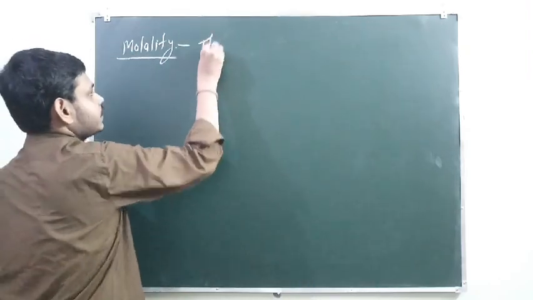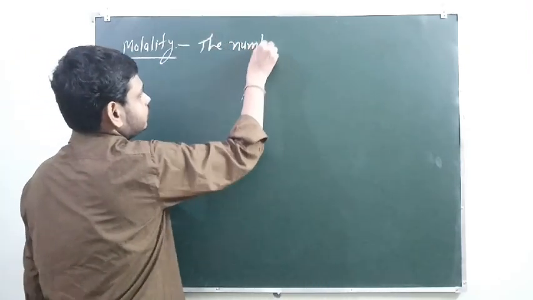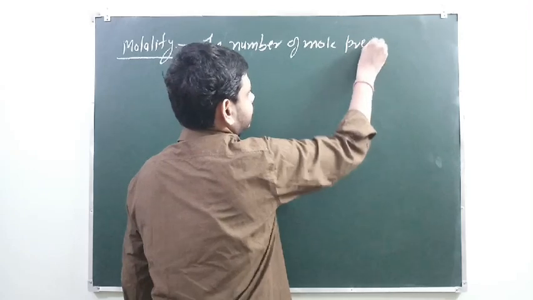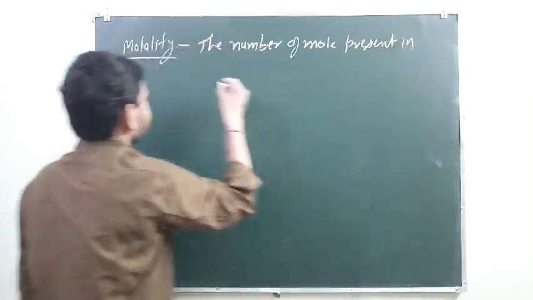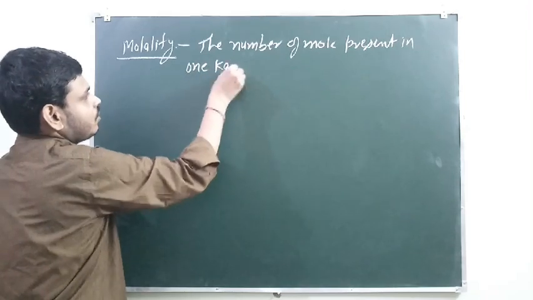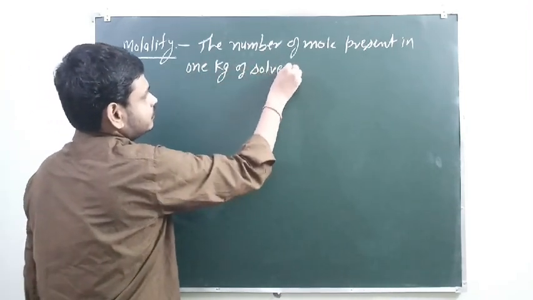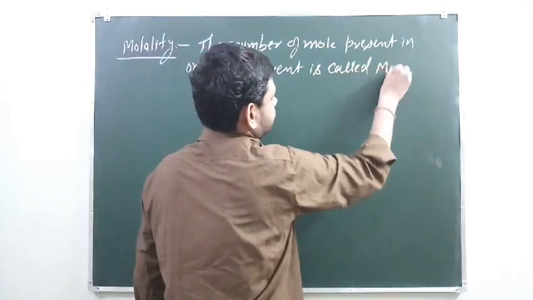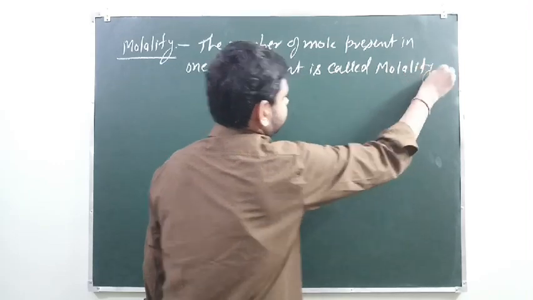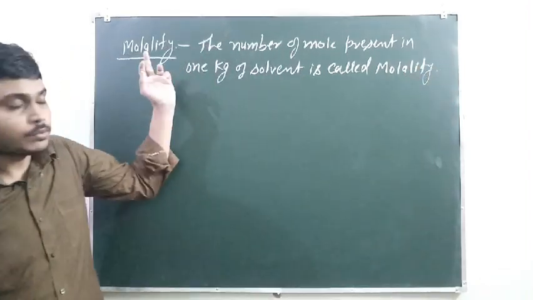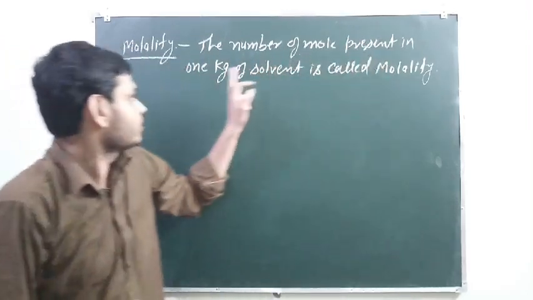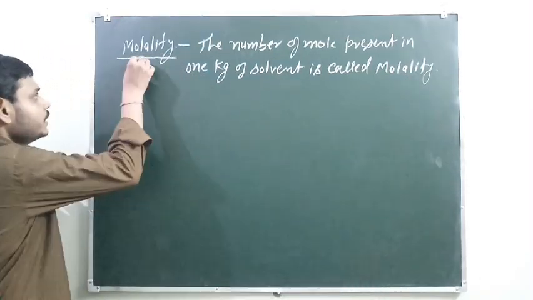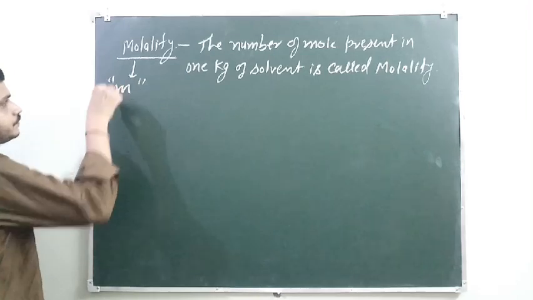Molality is defined as the number of moles present in 1 kg of solvent. Clear? How to define molality? The number of moles present in 1 kg of solvent is called molality. Clear? Molality is represented by small m.